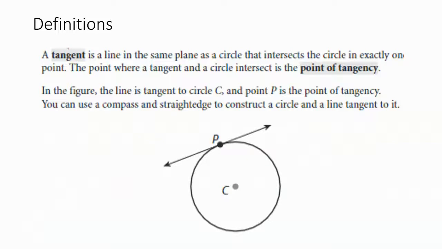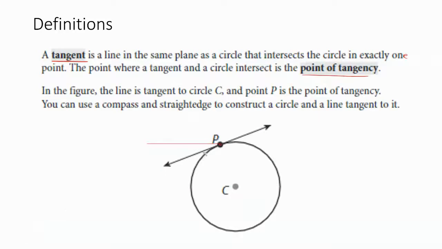Okay, so first things first, some definitions. Tangent is a line in the same plane as a circle that intersects a circle at exactly one point. Sorry, that's supposed to be a 1 there, or an E. The point where a tangent and a circle intersect is the point of tangency. So tangent is basically this line, okay, intersects at 1 point, okay, that is your point of tangency.